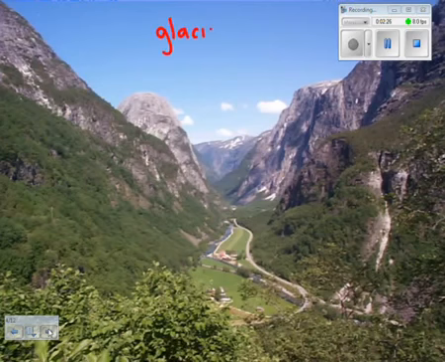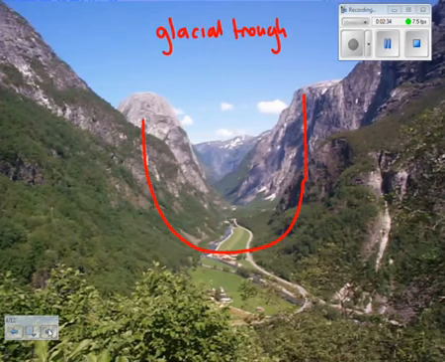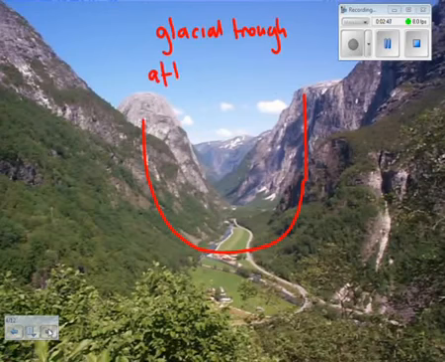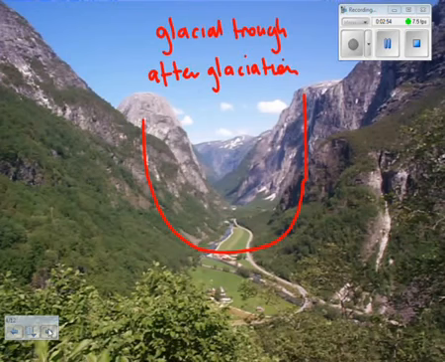So, glacial trough. And a glacial trough typically has very steep sides, a flat bottom, and a very steep side on the other side. And you can see it makes a very distinctive U-shaped valley. And this obviously has been cut by the glacier. And when the glacier retreats after glaciation, that's where we are now, you get this very distinctive trough shape in the landscape.